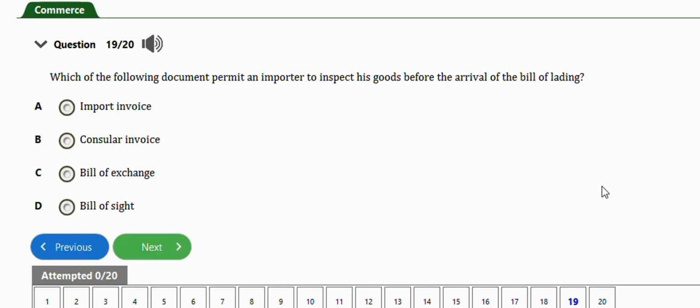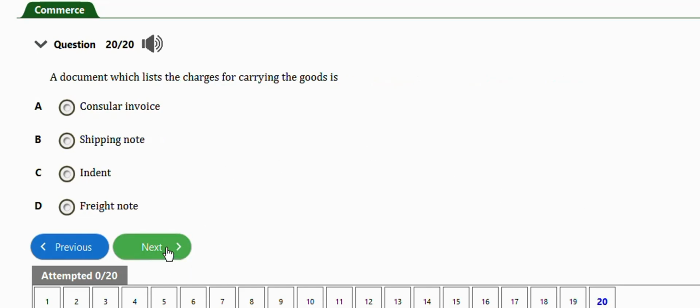The next question, before I end this video, which is the last one, says a document which lists the charges for carrying the goods is: freight note, indent, shipping note, or consular invoice. The right answer to this question is option D, freight note. So guys, this basically covers problems involving documents used in international trade for your JAMB commerce.